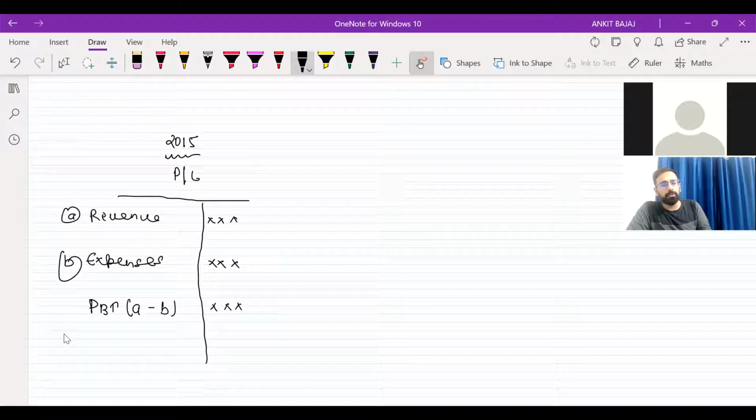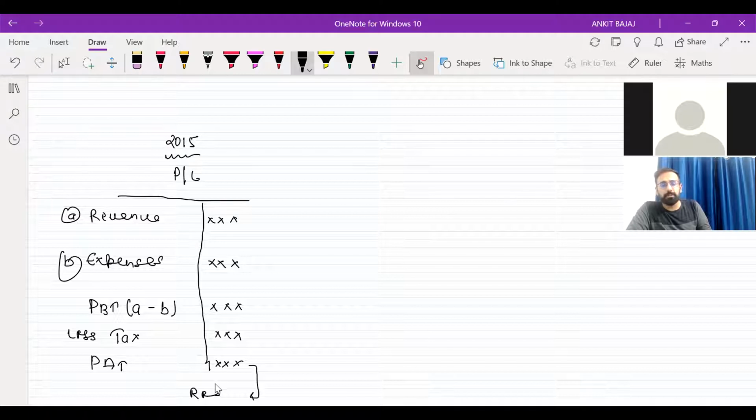Then you have to reduce taxes, and you will get PAT here. And this whole amount, we used to transfer to the reserve and surplus account. I will show you the calculation also, don't worry. This amount we will be transferring to the reserve and surplus account, and this will be transferred to the balance sheet.